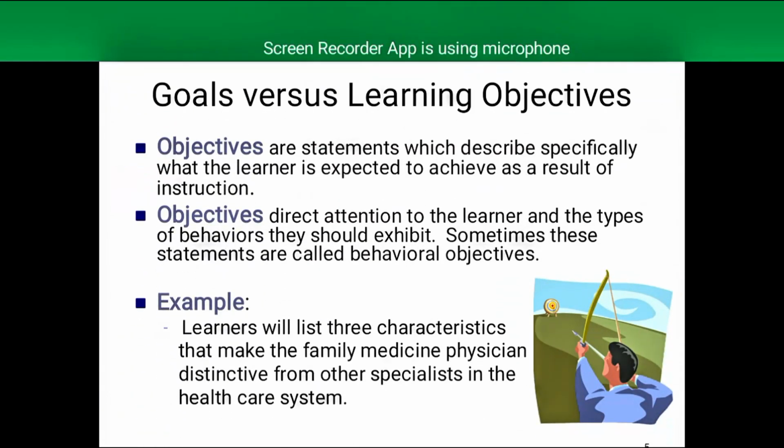Goals versus learning objectives. Objectives are statements which describe specifically what the learner is expected to achieve as a result of instruction. Objectives direct attention to the learner and the types of behaviors they should exhibit. Sometimes these statements are called behavioral objectives. For example, the learner will list three characteristics that make the family medicine physician distinctive from other specialists in the healthcare system.